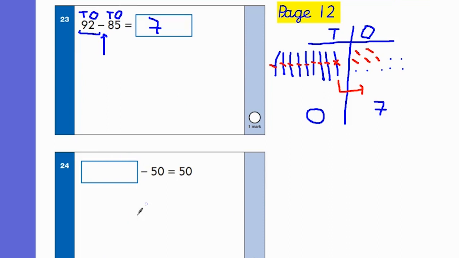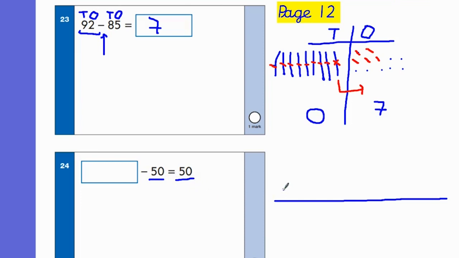This question is quite tricky for the children because they have to try and find out what number is going to be in this box. They have the answer, so it's something subtract 50 equals 50. Now, there's a couple of ways of doing this, but I would encourage the children to draw a number line. Essentially, you're taking 50 away from something to get this 50 here. So what do you need to take 50 away from to get 50?